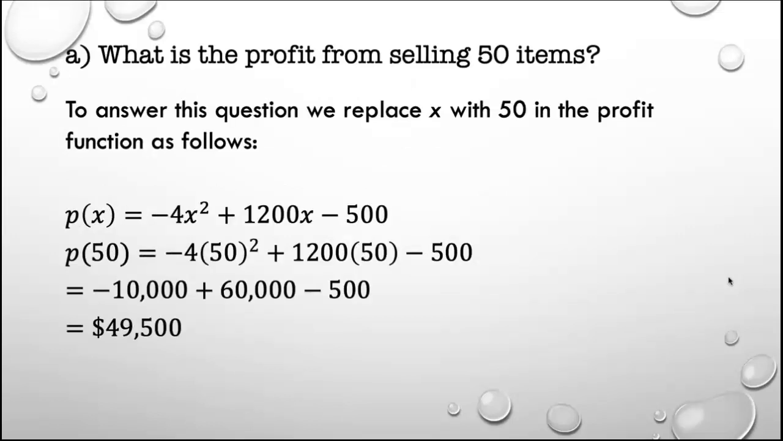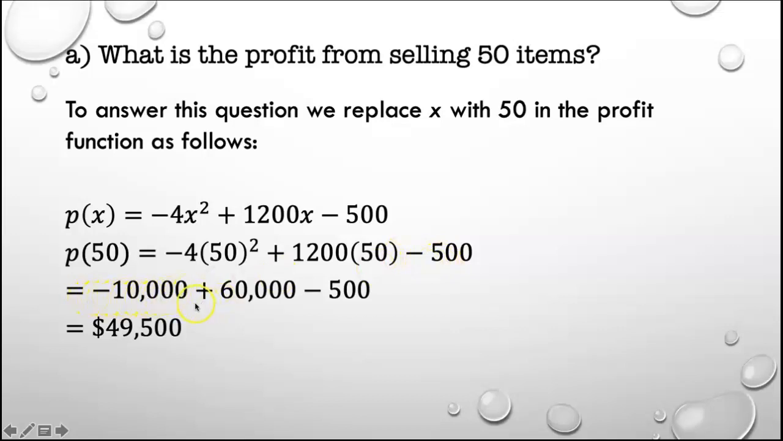For part A, we are going to simply replace x with 50 in the profit function. So that means everywhere we have x in the function, we're going to replace it with 50. So instead of P(x), we have P(50), which means the profit for 50 items is equal to -4 times 50 squared plus 1200 times 50 minus 500.